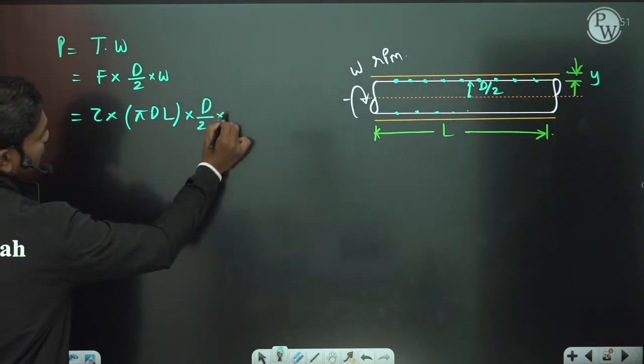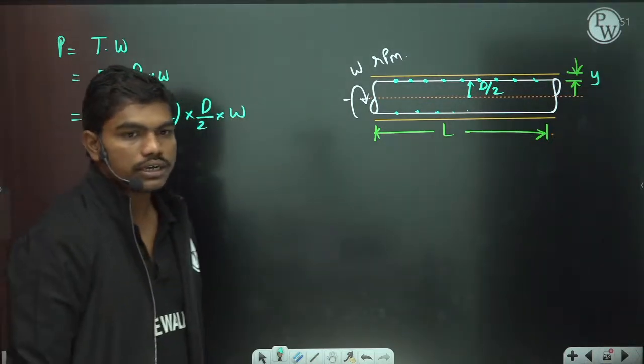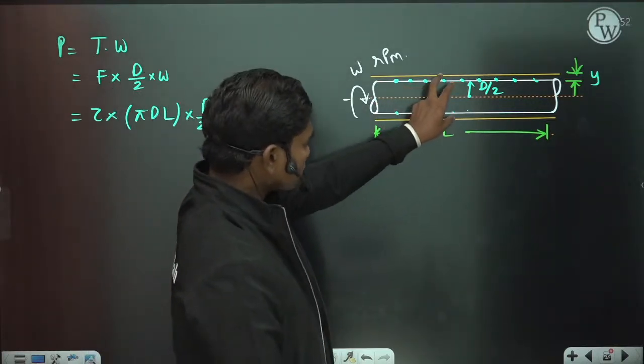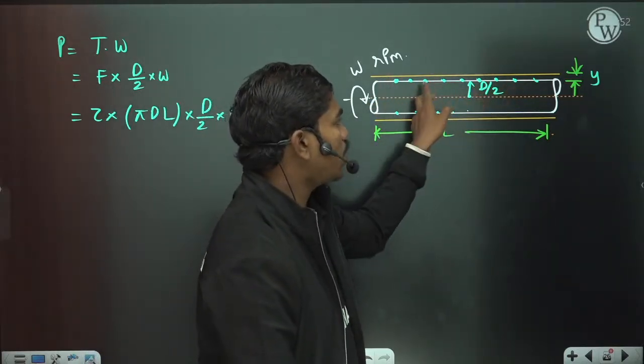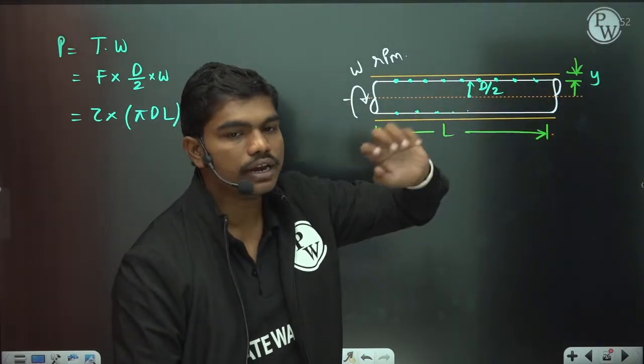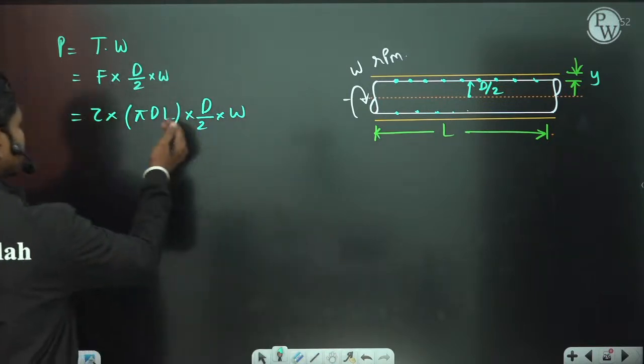Did you all understand why I'm not doing any integration? Because all points of solid fluid contact are at equal radius from the axis of rotation. So that's why you need not do any integration. You can directly write the value.